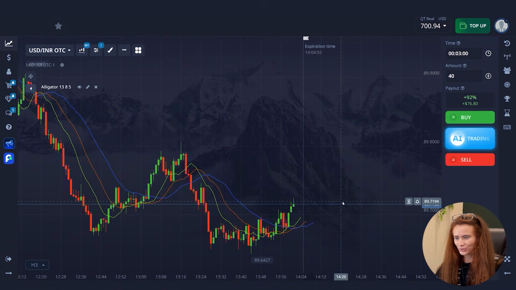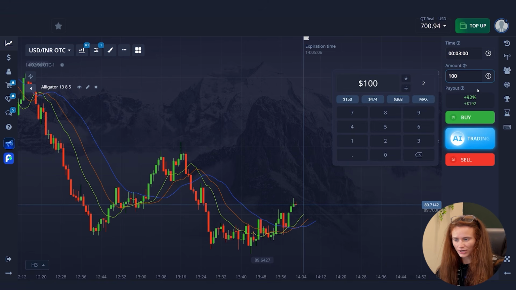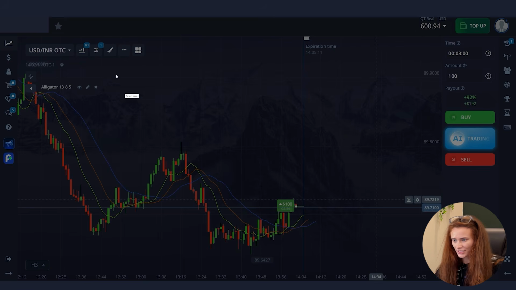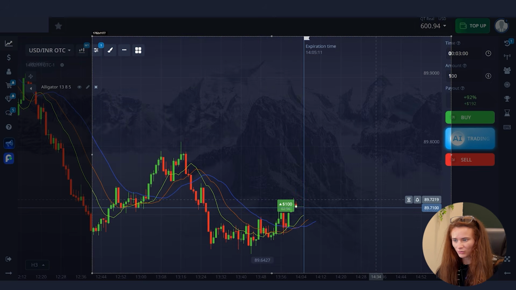Found the first suitable situation, let's break it down and open a trade. Trading time will be 3 minutes, and now we'll start with $100. I think the price will go up, so I'll press the green button to open a trade. And super, now let's analyze the situation in more detail.